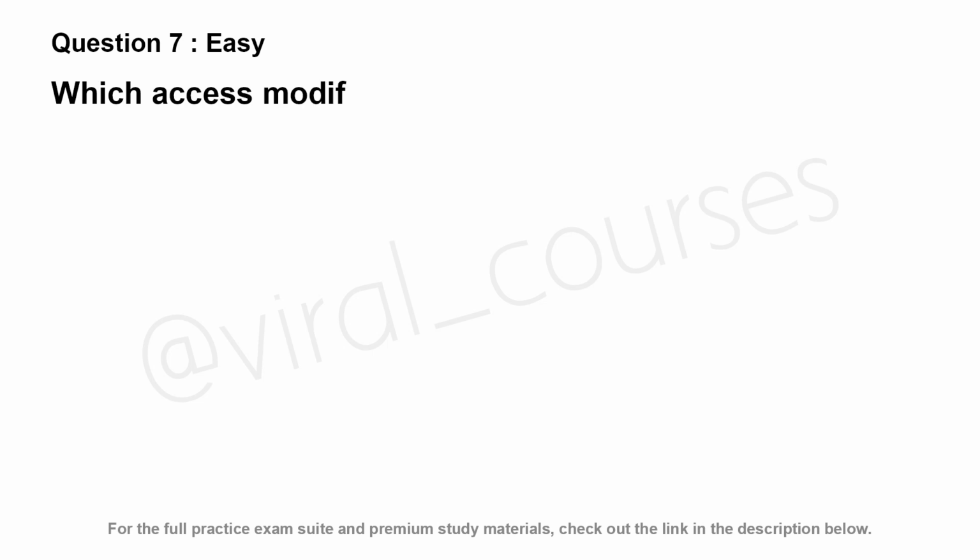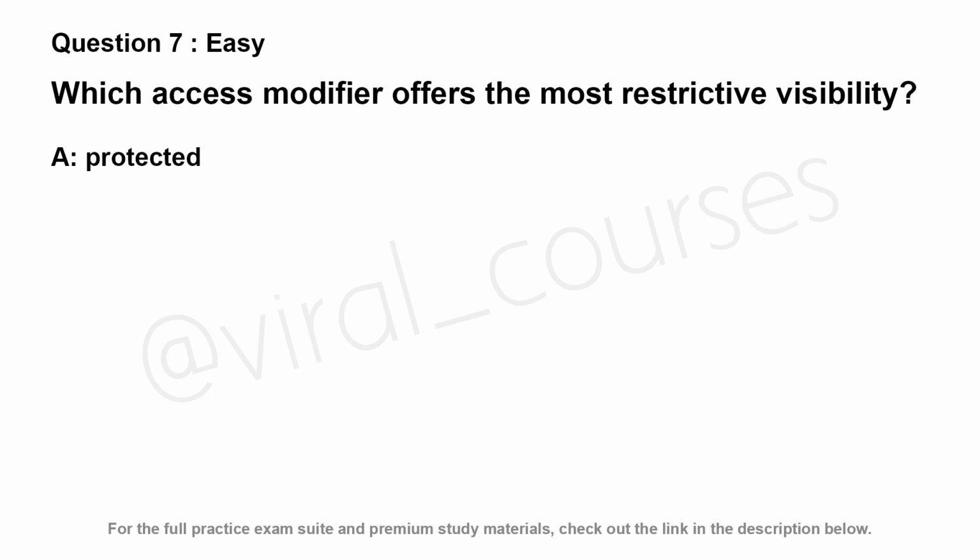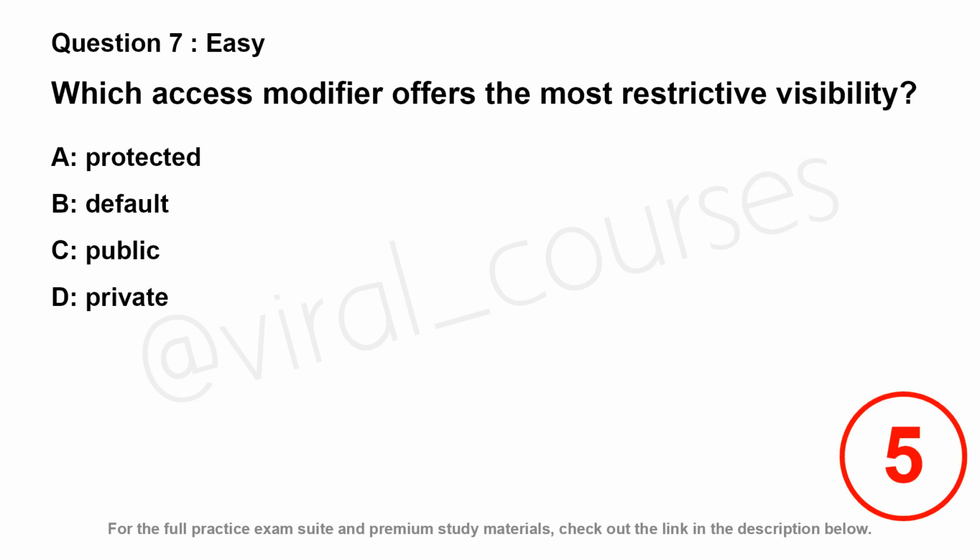Which access modifier offers the most restrictive visibility? Option A, protected. Option B, default. Option C, public. Option D, private.